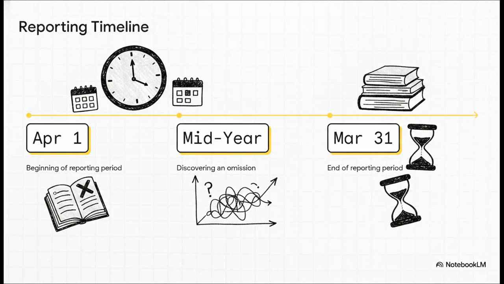To finish setting up our baseline, we need to anchor ourselves in time. The beginning of our reporting period is strictly the 1st of April, and the end of our reporting period lands on the 31st of March. Keeping this strict 12-month window in mind is absolutely crucial to understanding exactly why a missed entry in a past year creates such a massive headache for us today.